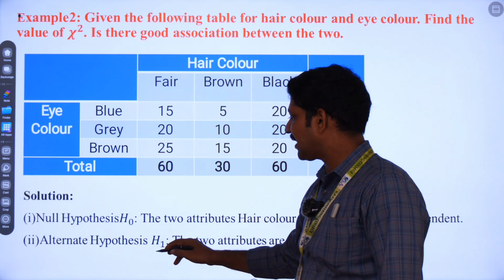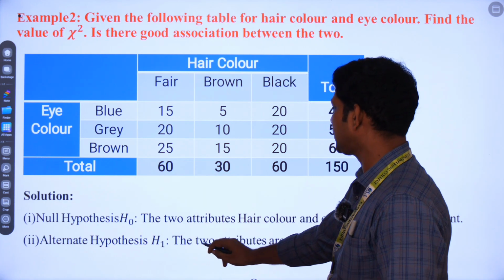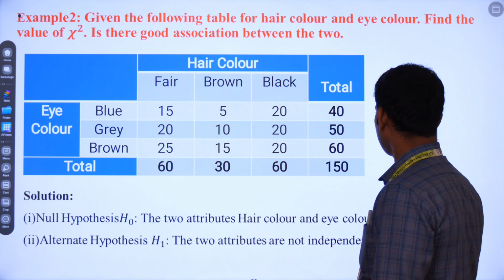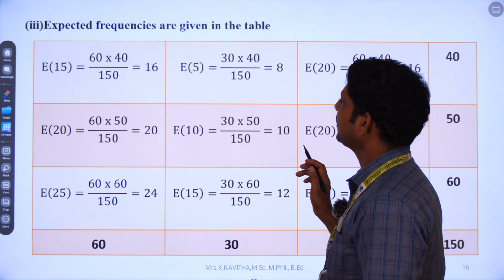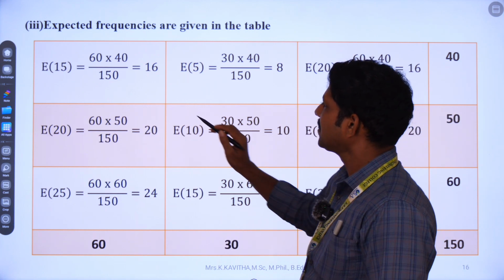Next, the alternate hypothesis will be the opposite of the null hypothesis. That's why I assumed here that the two attributes are not independent, or dependent. Clearly, before going to the table values, first we need to get the expected values.